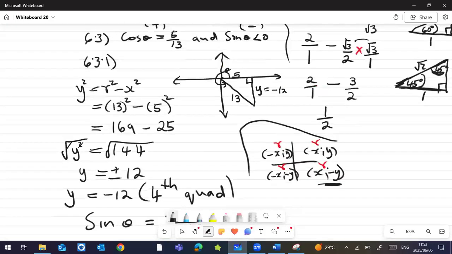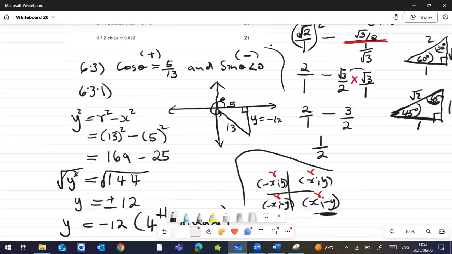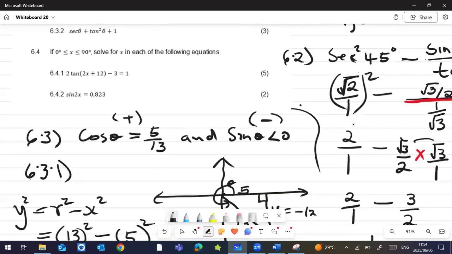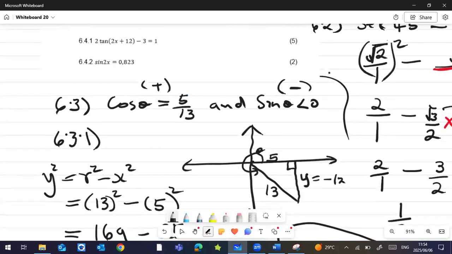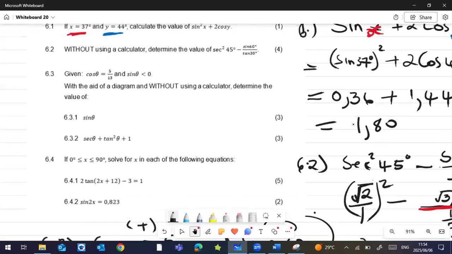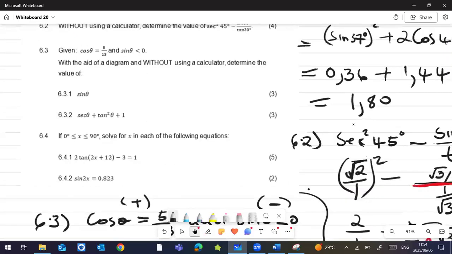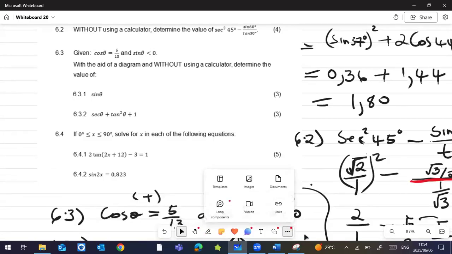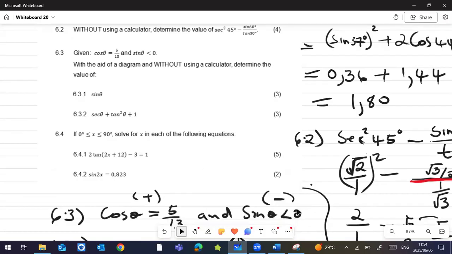6.3.2 under trigonometry. We still have to answer question 6.4, which is now another question. Allow me to end this one here. I'm going to prepare another clip now for 6.4, ending with 6.4.2. Let us just say for now we have answered from 6.1 up to 6.3.2. Then we will go to the next one, which is 6.4 up until 6.4.2. Let's for now stop here.